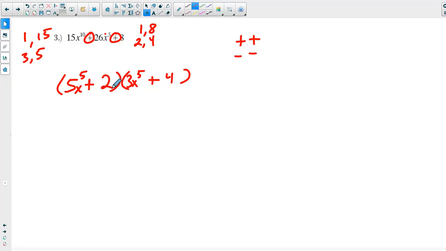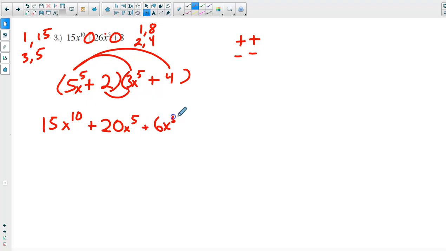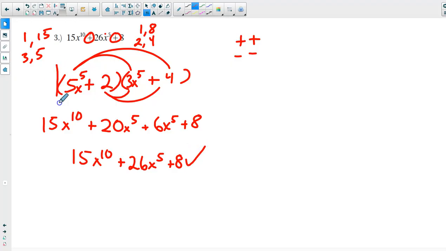And then as practice, we're going to actually distribute this out, just so we get used to it and we see it one more time. So I'm going to distribute the whole way. So nice and easy, that gives me the 15x to the 10th. Go to the next, that gives me 20x to the 5th. Then I have a 6x to the 5th. And I have an 8. Combining those like terms. Checks out. There's our solution. Questions?